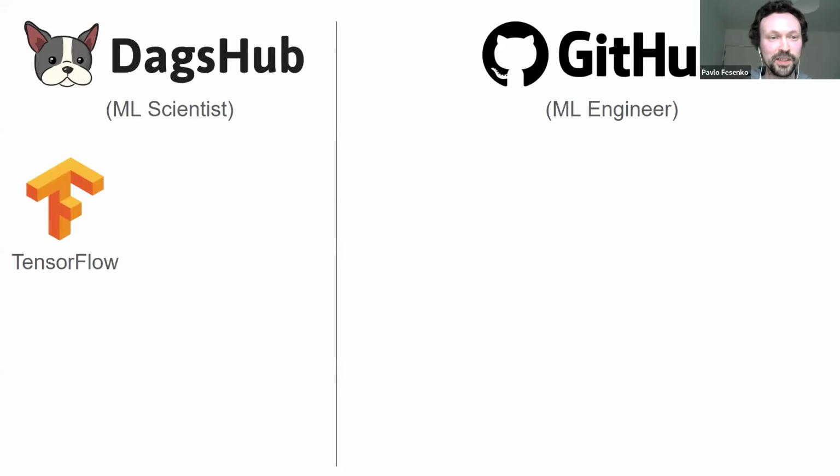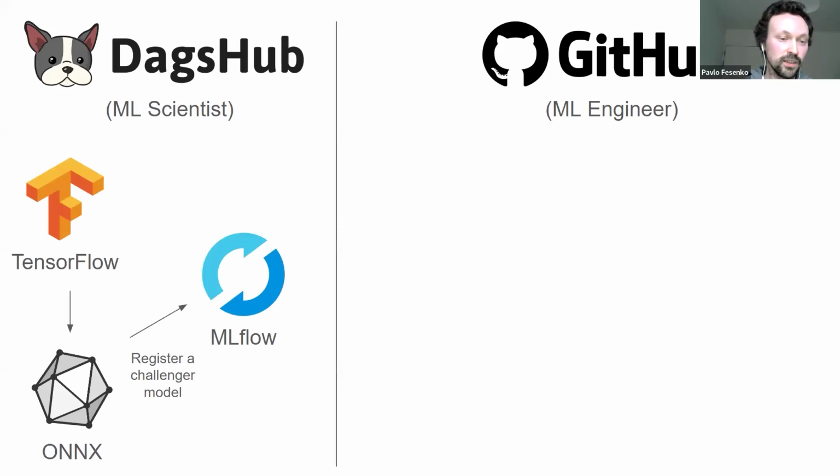So when we start on DagsHub, we start with a TensorFlow model that we trained. We transform it to the ONNX format, as we just said before. Imagine that this is a new model that you want to push to production now, so we'll call it a challenger model, and we will register it in the MLflow server of DagsHub. From this point, basically the job of an ML scientist is done, and via MLflow, we can start to collaborate with our ML engineer.